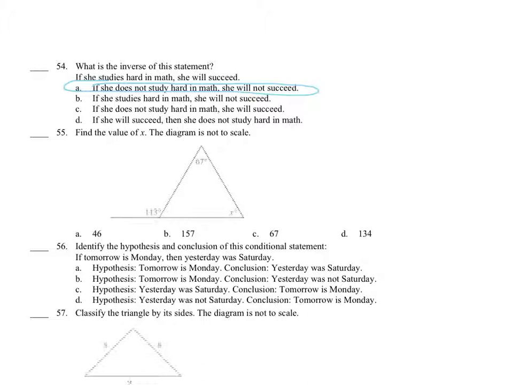Okay, number 55. This is an external angle right here. It's equal to the sum of the two remote interior angles. So 113 is equal to 67 plus x. Solve for x by subtracting 67, and we end up with x equaling 46. And that is A.